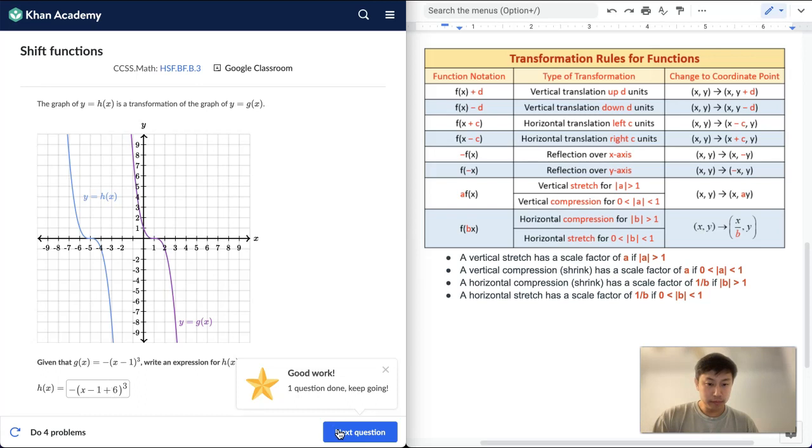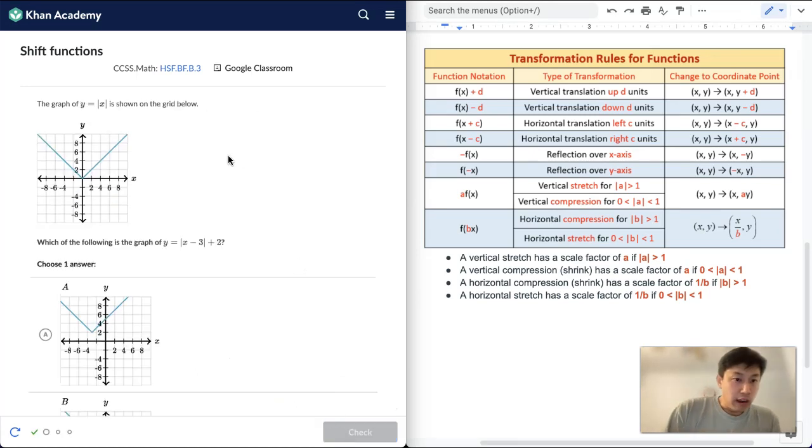Let's try another one. We have the graph of y equals absolute value of x, so this should be a parent function. They're asking which of the following is the graph of absolute value of x minus 3, plus 2. Your parent function is the absolute value, so you want to ask yourself what's going on inside the absolute value and what's going on outside. They're both some form of adding and subtraction.